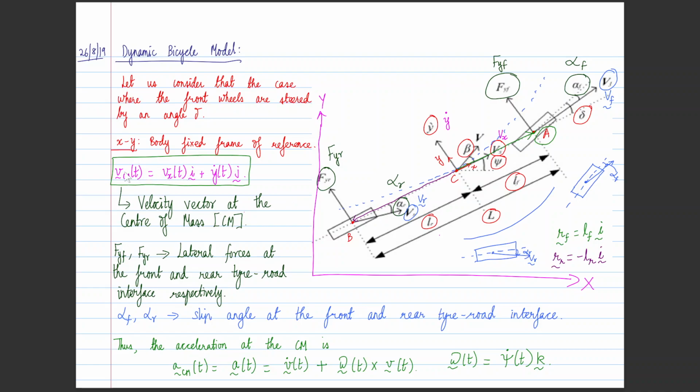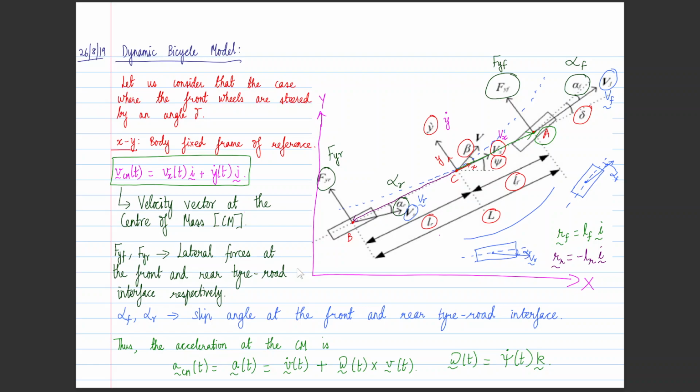So you can write the velocity vector v as vx(t) into i cap plus y dot(t) into j cap. This is the velocity vector at the center of mass. Then we have Fyf and Fyr, which are the lateral forces at the front and rear tire-road interfaces respectively. Let us consider alpha f and alpha r to be the slip angle at the front and rear wheels, or front and rear tire-road interface.